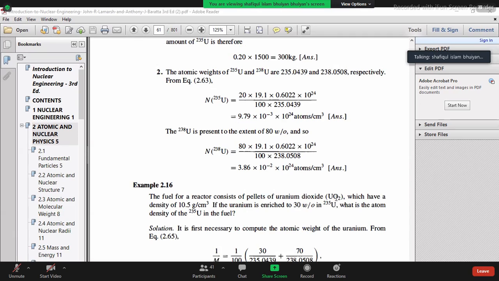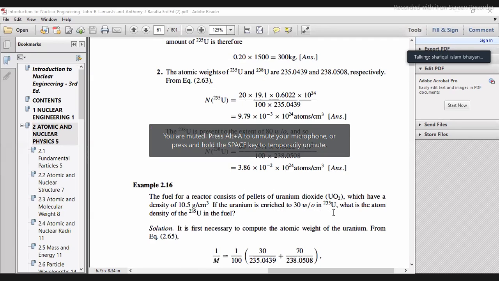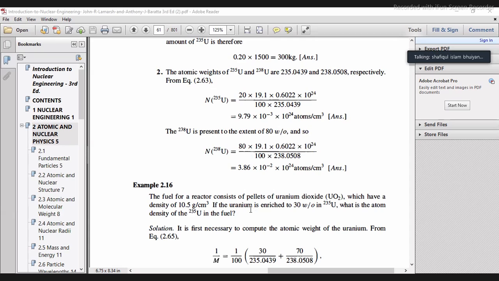Two oxygen atoms with one uranium. So the density has come down to 10.5 gram per centimeter cube. And if the uranium is enriched to 30 weight percent in U-235, what is the atom density of U-235? So it makes it a little bit complicated. Okay, so I will.